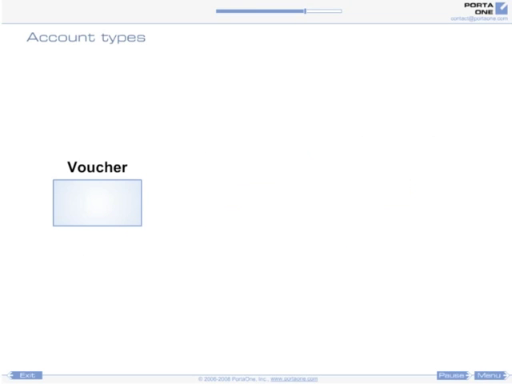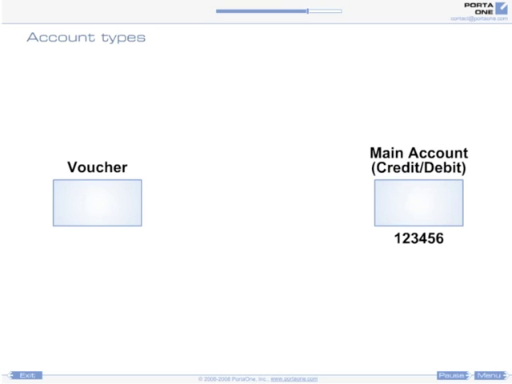A voucher is a special type of account that can be used to top up a balance or recharge an account of the two major types, credit or debit. It may be used as an alternative to cash or credit card payments from your customers, who can instead go to a shop or kiosk and buy a voucher.